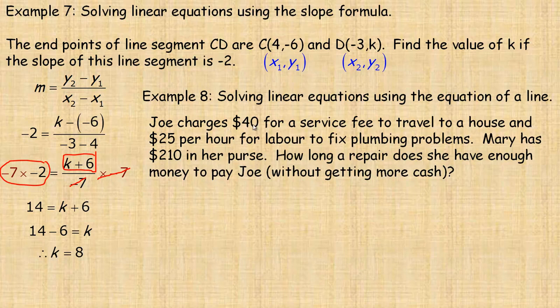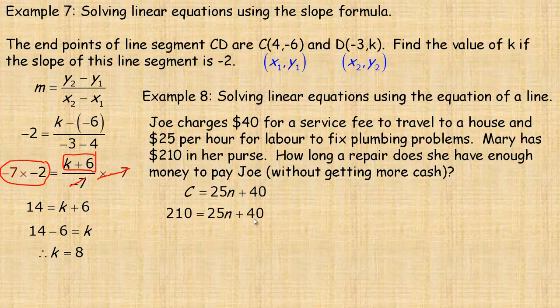Now, this is a partial variation because there's a fixed fee and also a fee per hour. So if I call C the total cost, and N the number of hours, then Joe's cost formula is 25 times the number of hours plus the $40. She's got $210 in her purse, so we're going to put 210 in place of C and solve to find N. We want to find the number of hours that she is able to pay for.